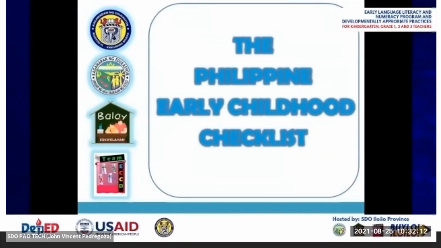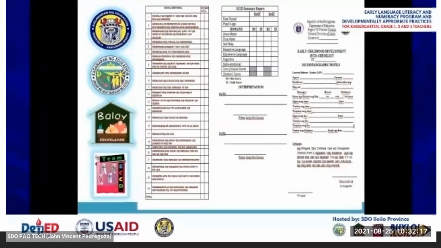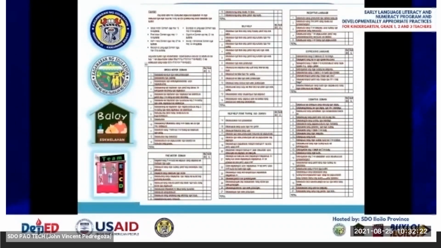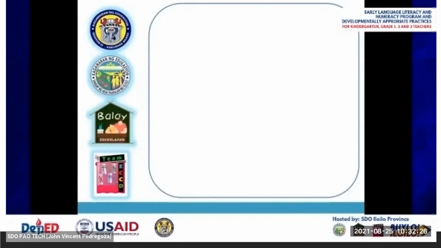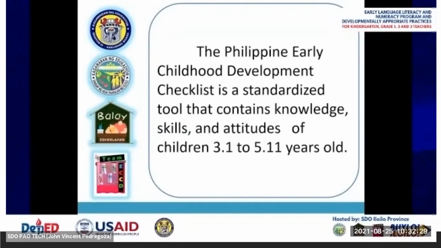The Philippine Early Childhood Checklist. What is the Philippine ECD Checklist or the Philippine Early Childhood Development Checklist? The Philippine Early Childhood Development Checklist is a standardized tool that contains knowledge, skills, attitudes of children 3.1 to 5.11 years old.